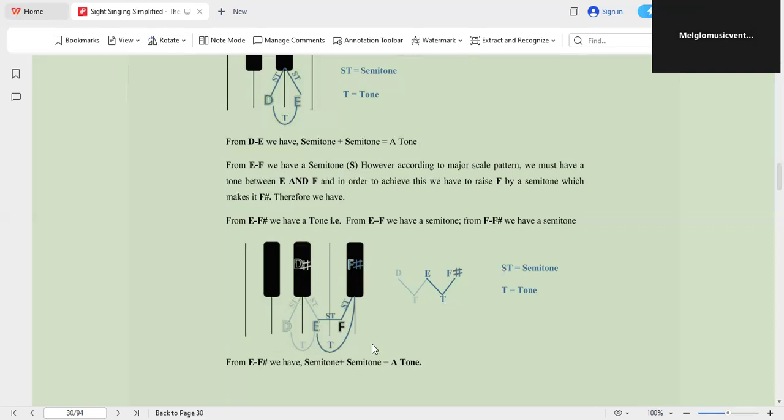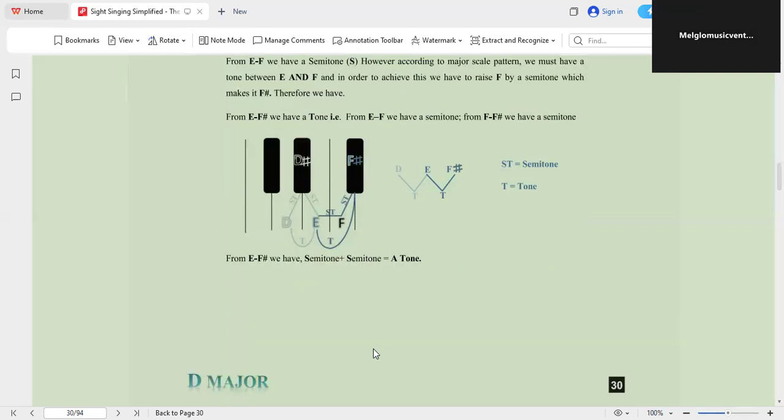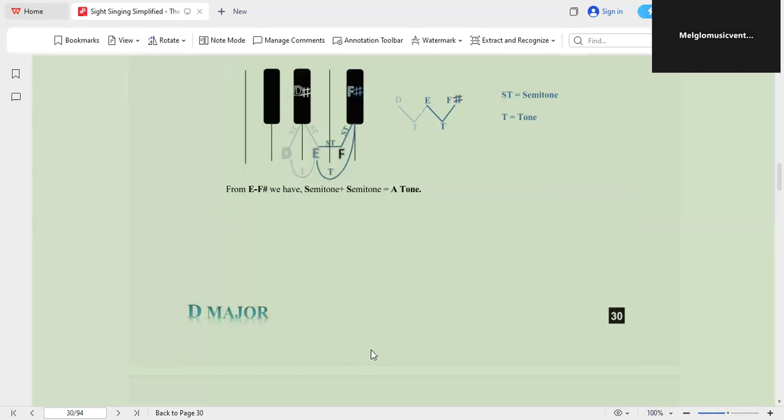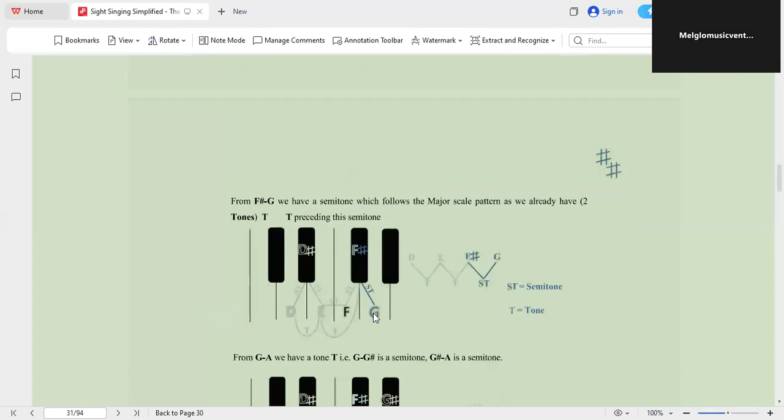So what we need next, according to our major scale pattern of tone, tone, semitone, tone, tone, tone, semitone, is a semitone after the two tones. And so from F sharp to G is a semitone. You cannot start from F again. We've already raised it, so we are now starting on F sharp for this explanation. From F sharp to G is a semitone, which conforms to the major scale pattern that we need: tone, tone, semitone.